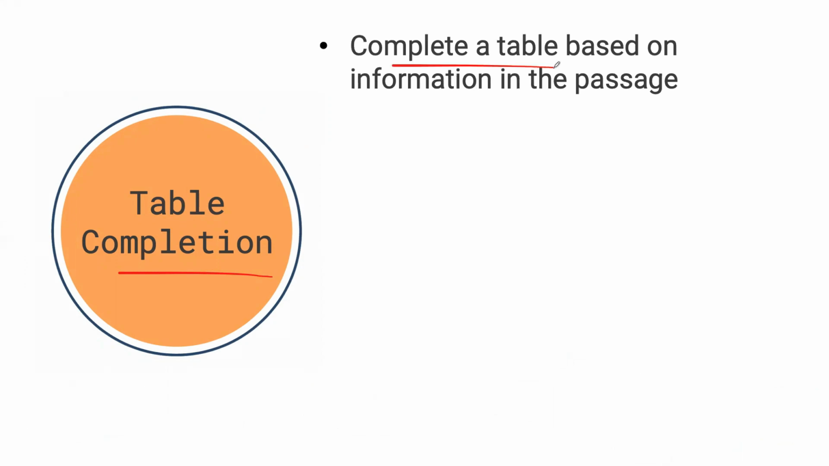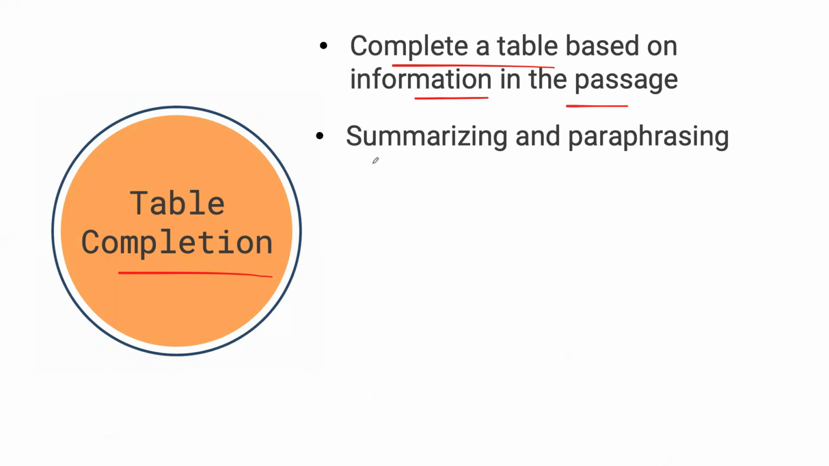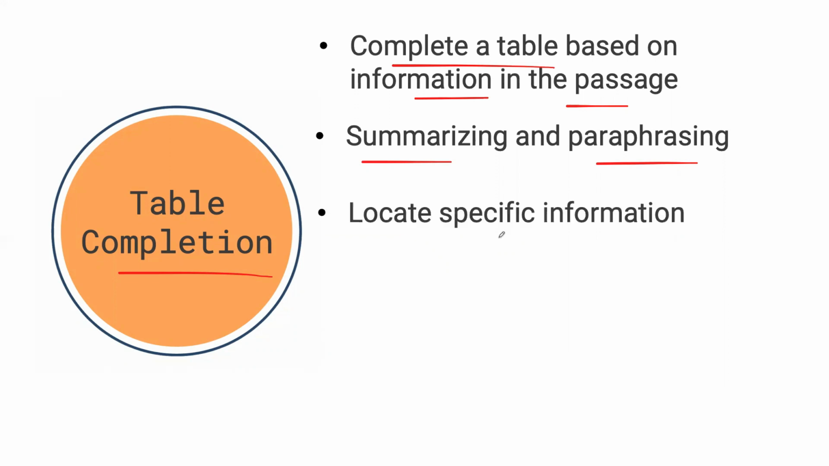Let's get into it. All right, first I just want to go over what you can expect to see in this question type. And like I said earlier, you're going to complete a table based on information in your passage. So you have to be good at summarizing and paraphrasing. Obviously, things are not going to be word for word the same in the passage, so you have to understand what would fit best based on the information in your table. So another strategy that you'll have to focus on is locating specific information in the passage, and for that, we're going to use our scanning technique.